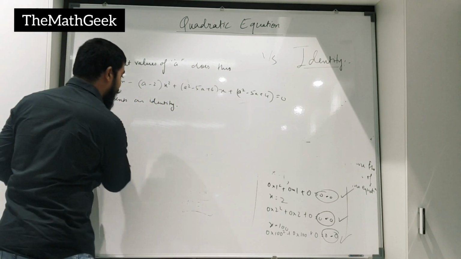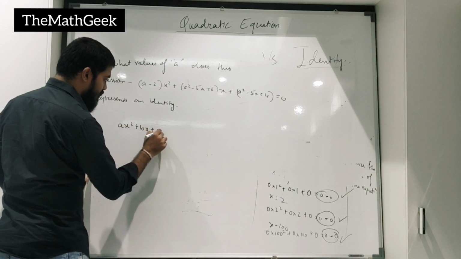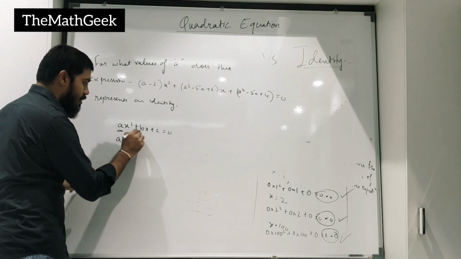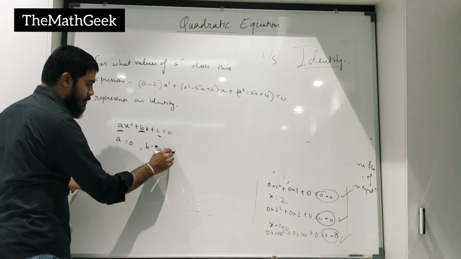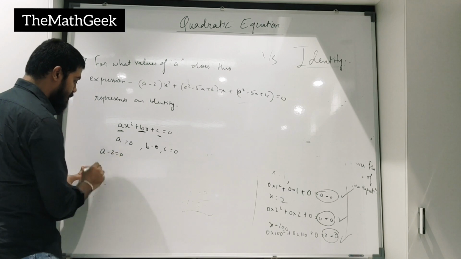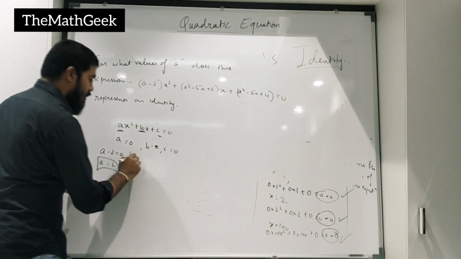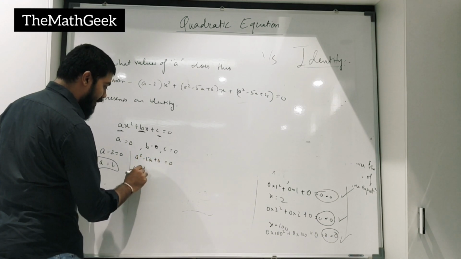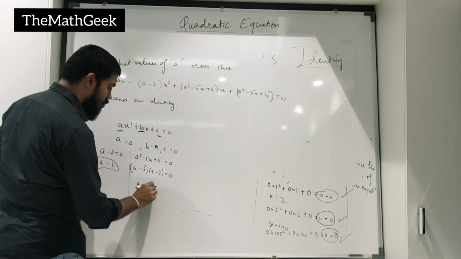What is the condition for an identity for this equation? The condition for identity for this equation is a should be equal to 0, b should be equal to 0, c should be equal to 0. It means here the a is a minus 2 should be equal to 0, which means a equal to 2. Second condition, a square minus 5a plus 6 should be equal to 0, a minus 3, a minus 2 equal to 0, which means a is equal to 2 and 3.